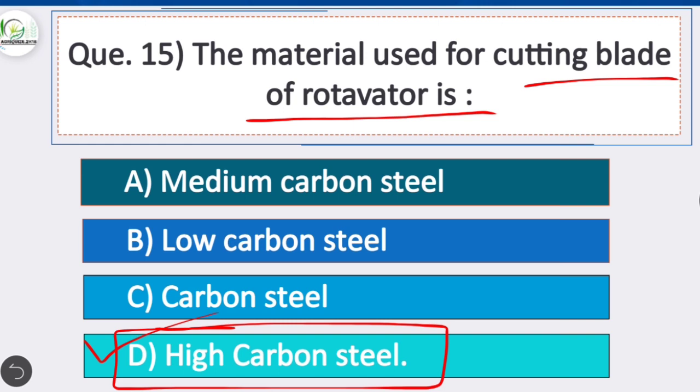The blades of the rotavator are usually made up of high carbon steel, cast iron or mild steel because they are the most important component on the rotavator.